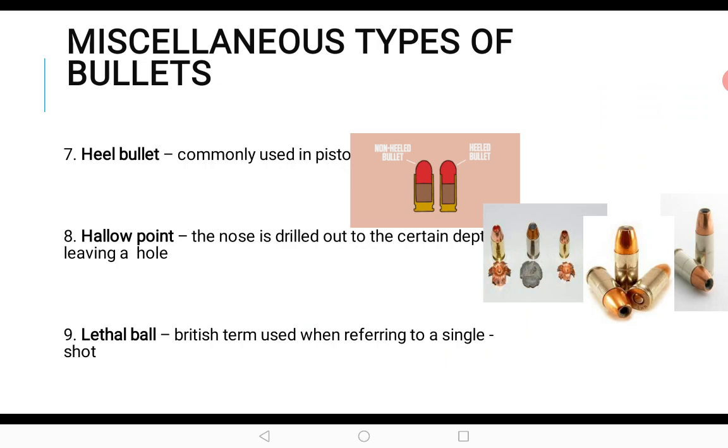Okay, another, we have here hollow point. Okay, so this is a type of bullet in which the nose, yung nose ng bullet, naka-drilled out siya to a certain depth, no? Meron siyang hole, meron siyang butas sa gitna. Okay, that's the hollow point bullet. So what's the purpose of that? Mushroom, no? Tinatawag din itong mushroom bullet. Para siyang nagpo-form ng mushroom. Okay, the purpose of that is to be able for the bullet to deform upon impact.